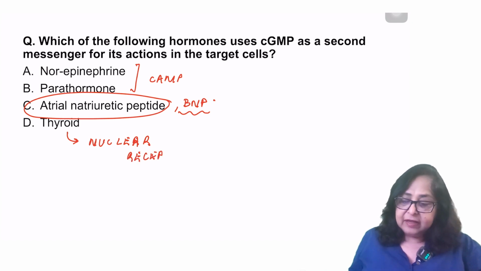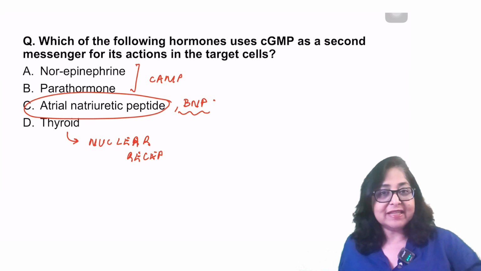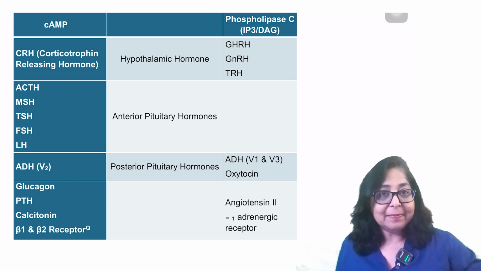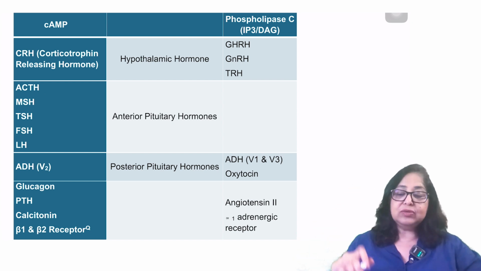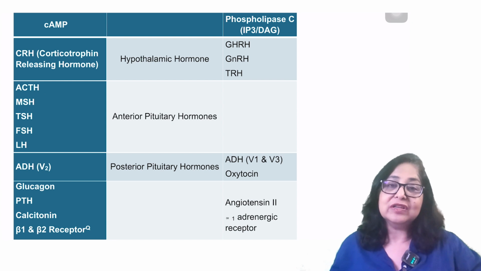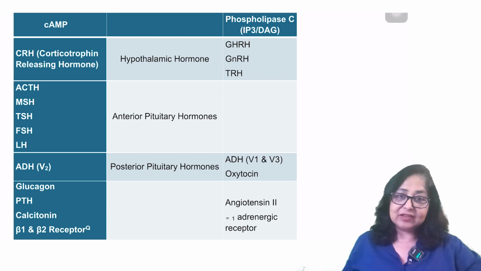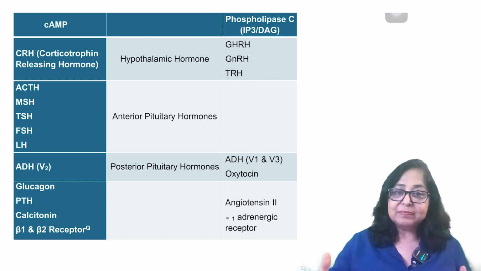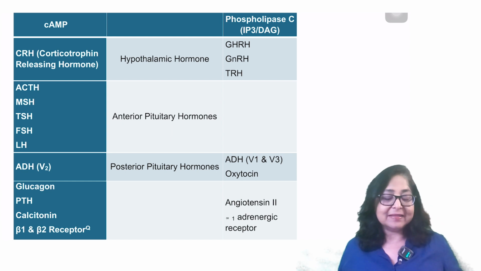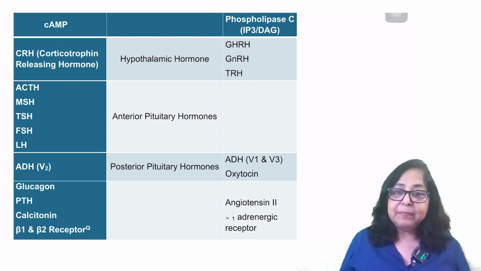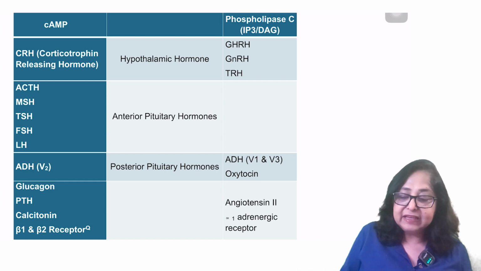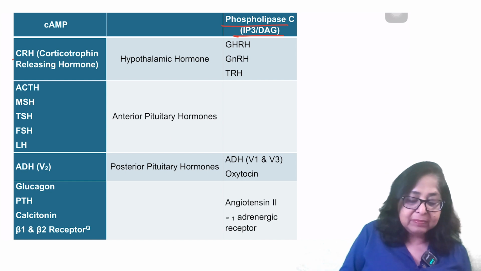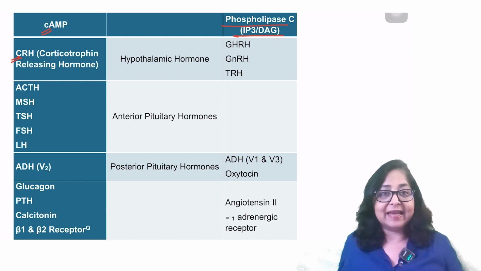Now, this is a very important topic as far as NEETPG is concerned, so let's go over which are the hormones using cyclic AMP as a second messenger and which ones use phospholipase C, that is inositol triphosphate and diacylglycerol. So what I've done is I've divided hormones into hypothalamic hormones, anterior pituitary, posterior pituitary, and miscellaneous. So remember, hypothalamic hormones use mainly the phospholipase C mechanism except CRH. Remember, C for CRH and C for cyclic AMP.